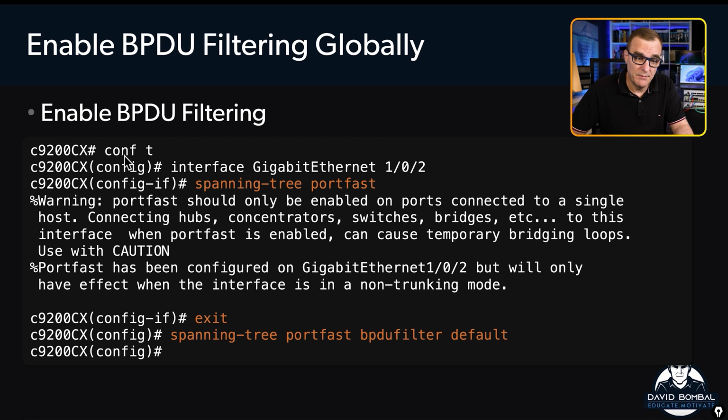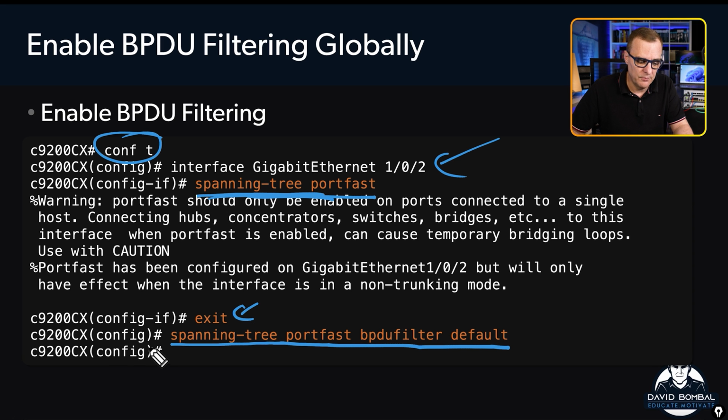This is how you enable it globally. Conf-T, spanning-tree portfast bpdufilter default. Notice this is affecting a spanning tree port-fast port. So we've got port-fast enabled on gigabit 1/0/2. You enable the port-fast command on the interface, but then you type exit to go back to global configuration mode, and you enable this port-fast BPDU filtering command globally on the switch.